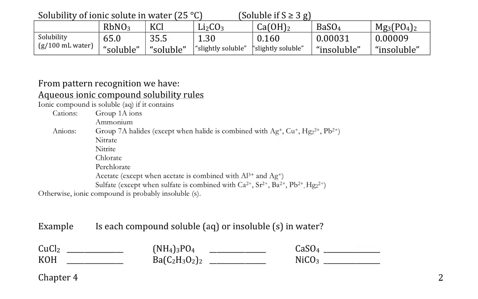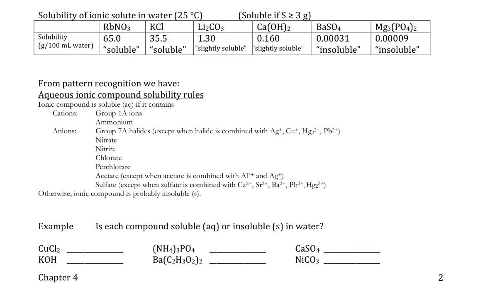Calcium hydroxide, 0.160, not much, so definitely we would refer to that as slightly soluble. Barium sulfate, 0.00031, very small number, so insoluble. Same with the magnesium phosphate.